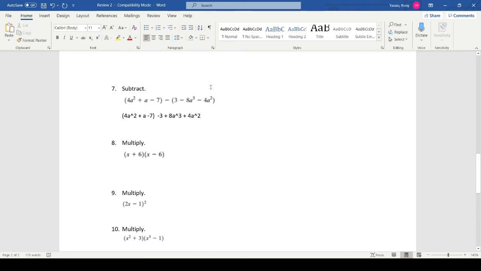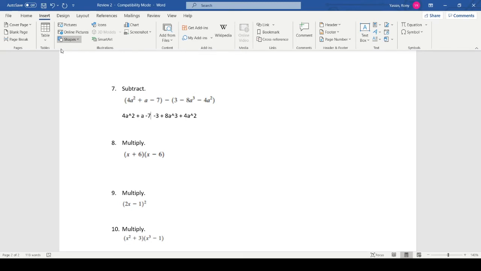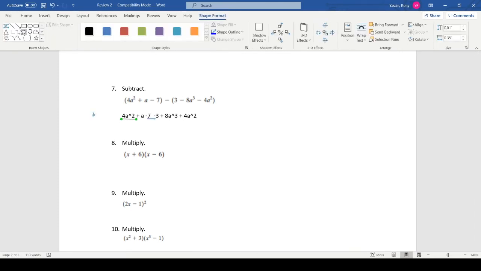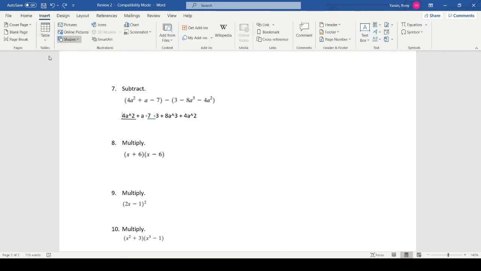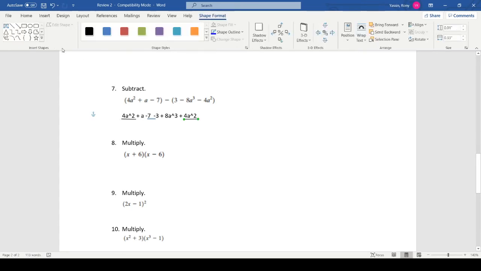Okay, so we flipped all the signs, and now we can just start combining like terms. Okay, so let's look for some like terms. So we have 4a squared here, and we have a 4a squared here, so we can combine these. So I'm going to underline them both. Okay. And I did that wrong. Apologies, I'm a little rusty with this. Okay, so we have two 4a squareds here.